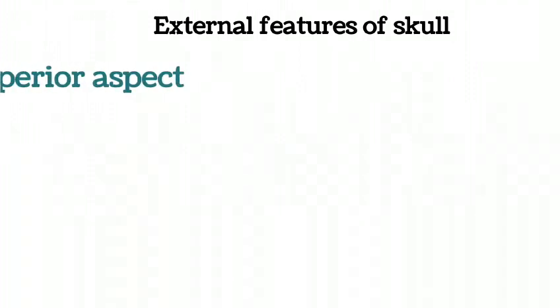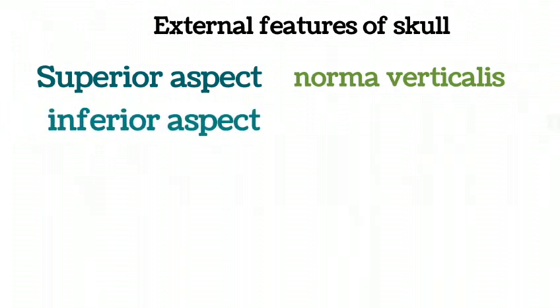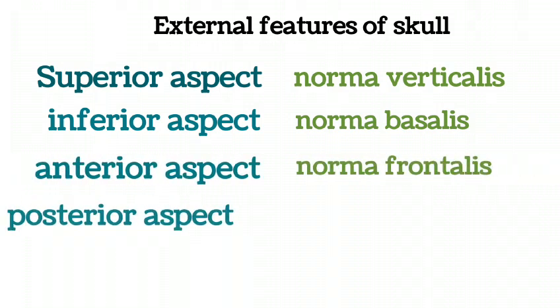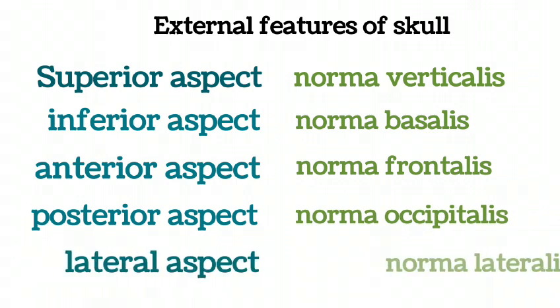The external features of the skull are studied under different aspects. Study of the skull from the superior aspect is called Norma verticalis. From the inferior aspect is called Norma basilis. From the anterior aspect is Norma frontalis. From the posterior aspect is called Norma occipitalis. From the lateral aspect is called Norma lateralis.